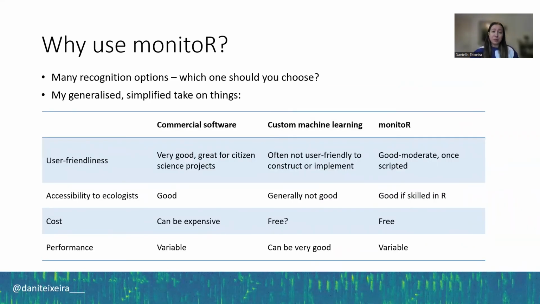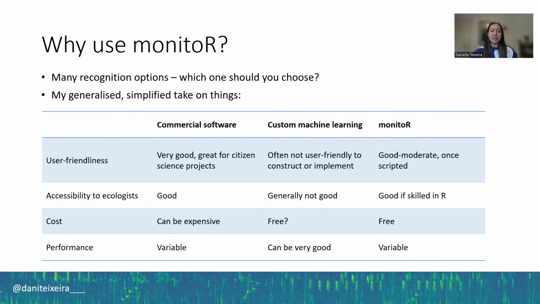So why would you use Monitor? There's so many options out there these days, and which one do you choose? It can be really overwhelming and unclear as to which method you should really use for sound processing. This is a very general, simplified take on things. So please, don't hold me accountable to all of this. I know all of this can be debated, and there's certainly methods here that are missing. This is just a very quick thing that I cobbled together.